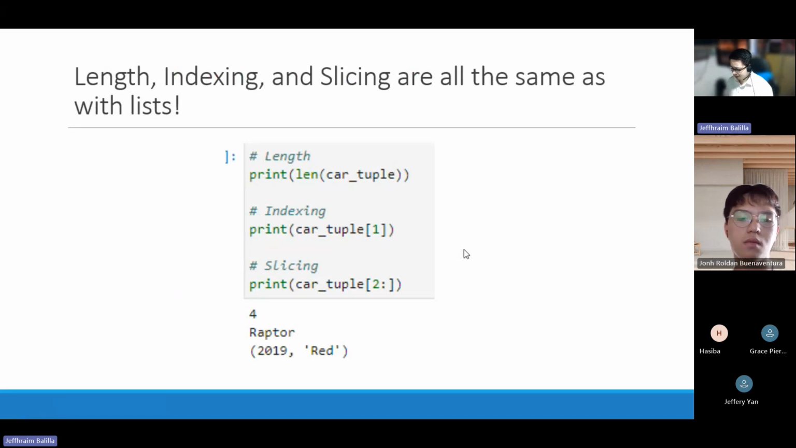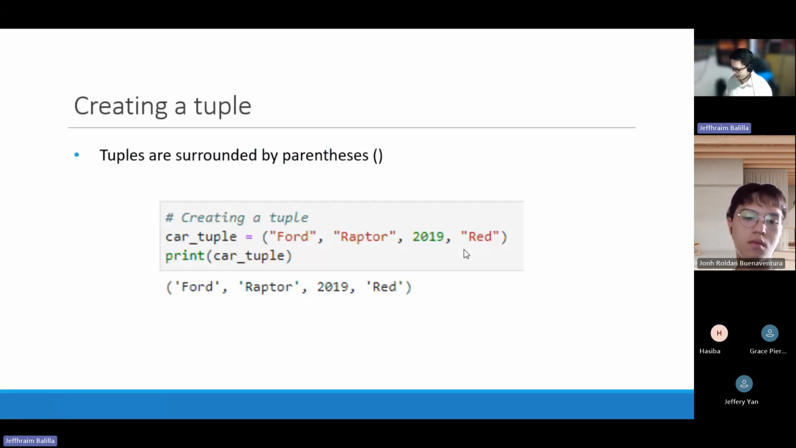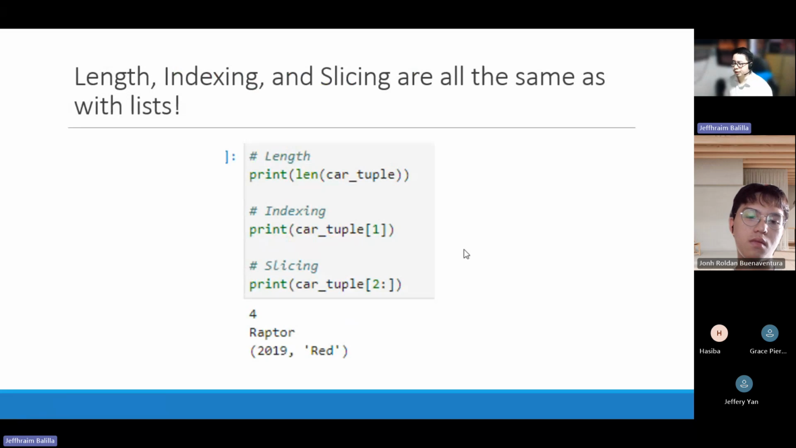Remember that if something is ordered, then you can apply the same principle as with lists. You can look into the number of elements inside it through the len function. That's what you're seeing right here in the first part, and then you can access certain parts of it. In this case, we are accessing the second element, which has the index value of 1, which corresponds to the model, and then slicing. So the typical slicing that we did with lists.